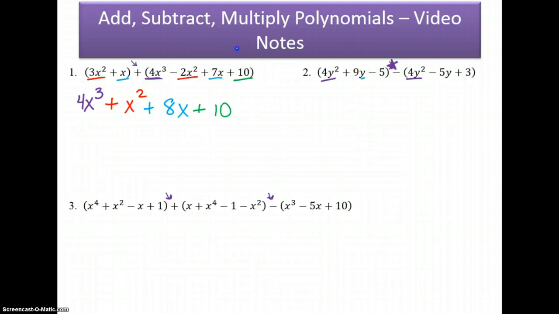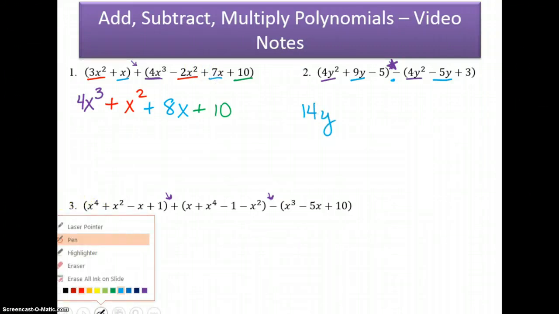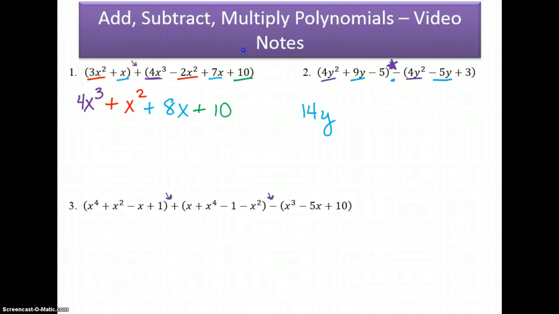So here we have 9y minus negative 5y. Don't forget this minus here. 9y minus negative 5y is plus, so this is 14y. Moving on to the constants, the numbers without the variables, we have negative 5 minus 3. Negative 5 minus positive 3 is negative 8, so minus 8, and we're finished.